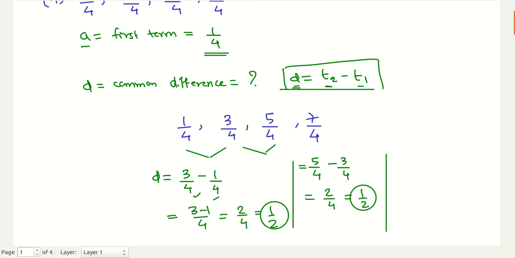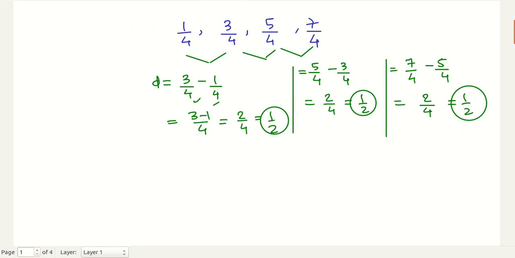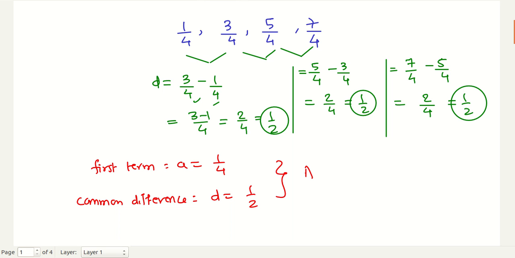And do it for these two, that is 7 by 4 minus 5 by 4. Since the denominator is same, directly you can subtract 7 minus 5 is 2. 2 by 4 is equal to 1 by 2. Again the value of D is 1 by 2. So in this way you are getting the common difference as half. So then you will write the answer as first term A is equal to, what was that? 1 by 4, and the common difference D is equal to 1 by 2, and this is your answer.